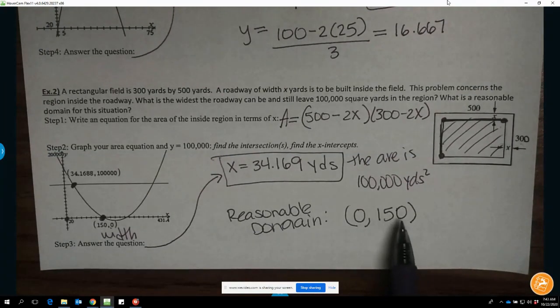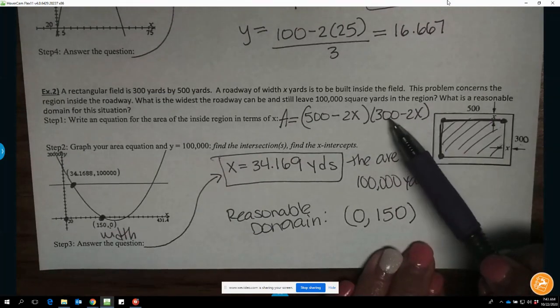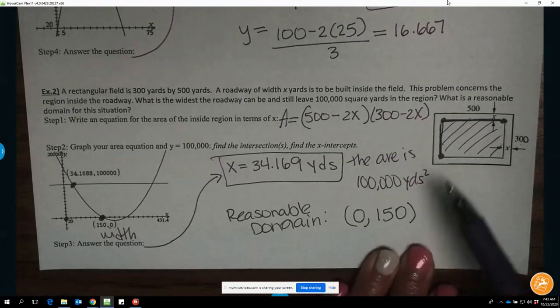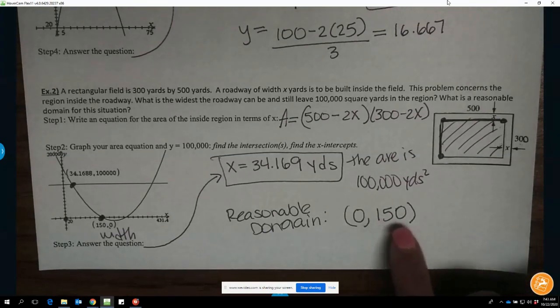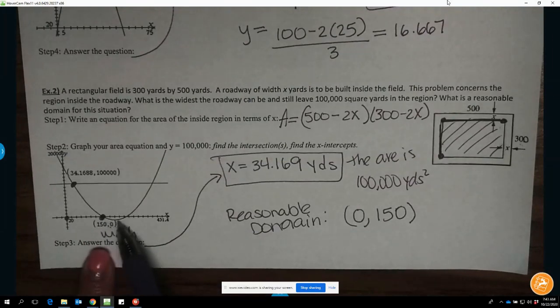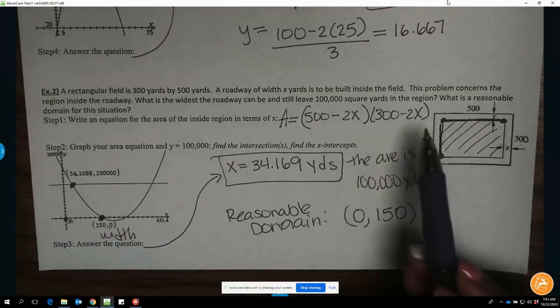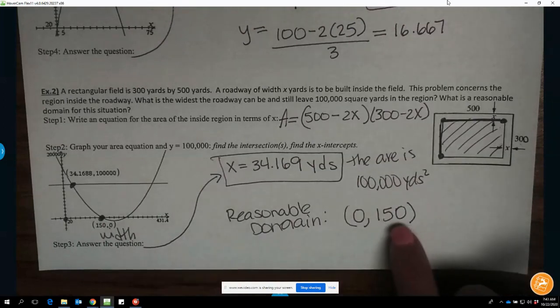And then the roadway can't have an actual width of 150, because if you look at your equation, the one that says 300 minus 2 times x, if you do 300 minus 2 times 150, that's going to give you, again, 0, a width of 0. So that doesn't happen. It's not possible. So I'm going to put parentheses. And that's it for your domain, because like I told you on the graph, x can't be more than 150. All these other ones over here are not reasonable, because it doesn't make sense to subtract 300 minus 2 times anything bigger than 150.